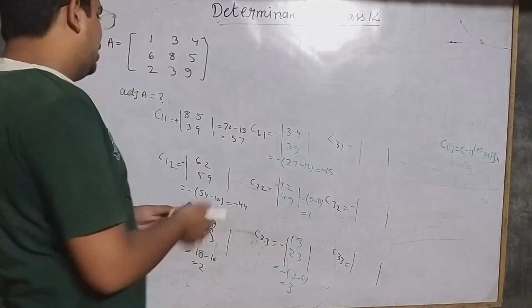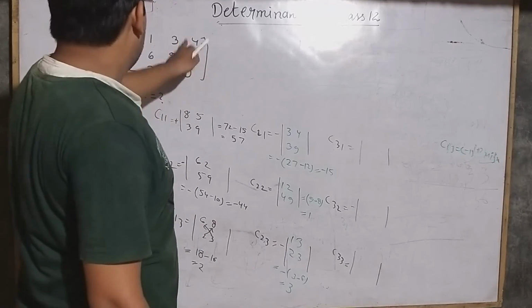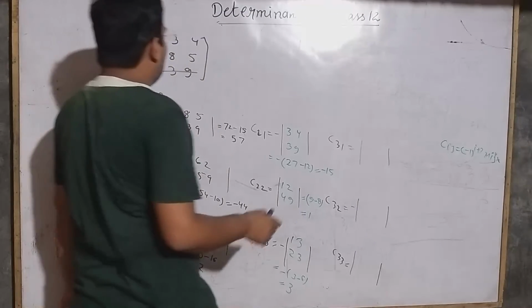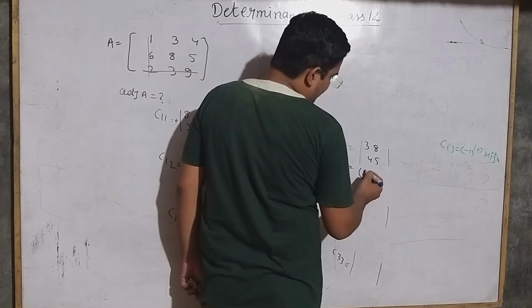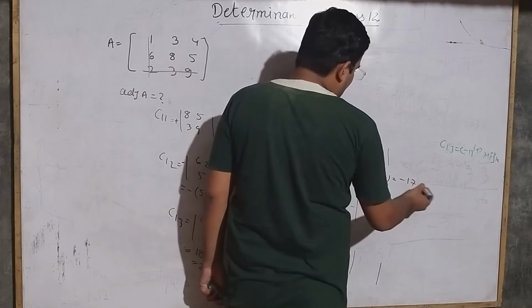After this, C31. What will happen? You have to cancel R3 and C1. What I get is 3 8 4 5. Do the multiplication: 5 times 3 is 15, 8 times 4 is 32. 15 minus 32 becomes minus 17.